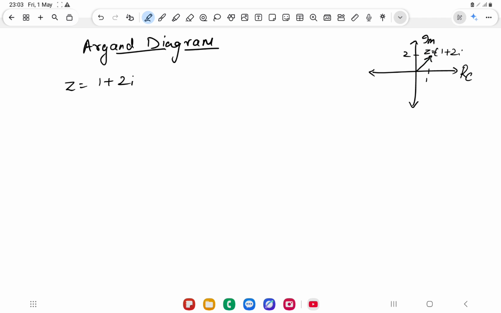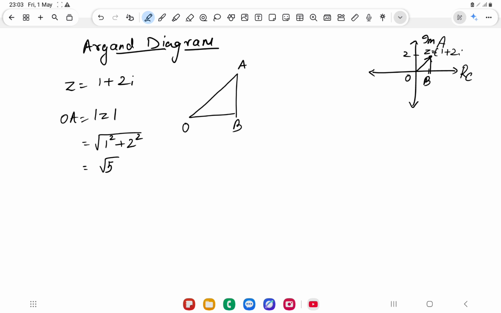Now if I join this like this, O, B, and this point as A, so in my diagram if you see, I have made this point as A, this as B, and this as O. So the length of OA will be the magnitude of the complex number, and the magnitude we will find by squaring the real and imaginary part. So this will give me root 5. So I can write that my magnitude is nothing but root 5.